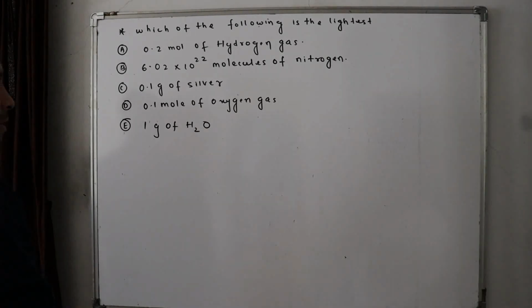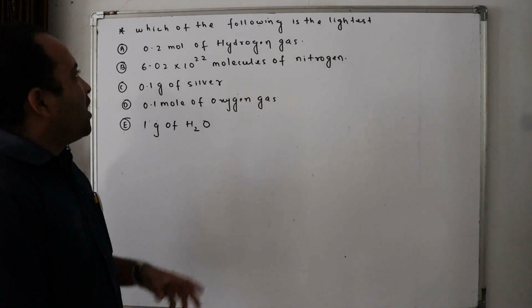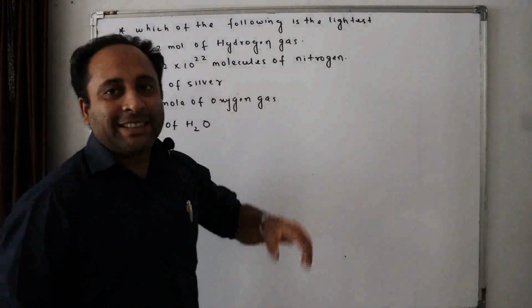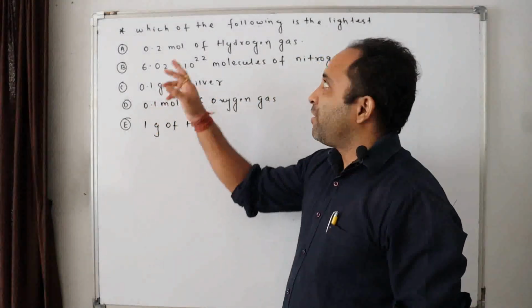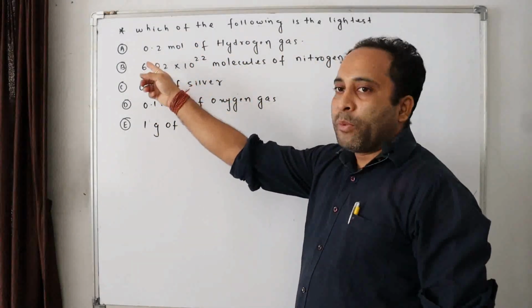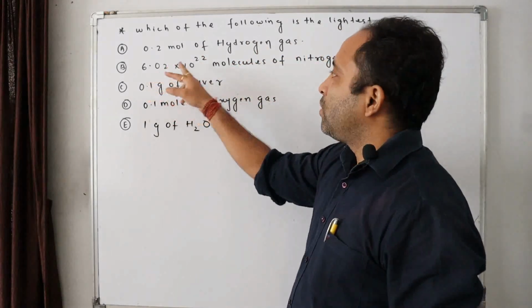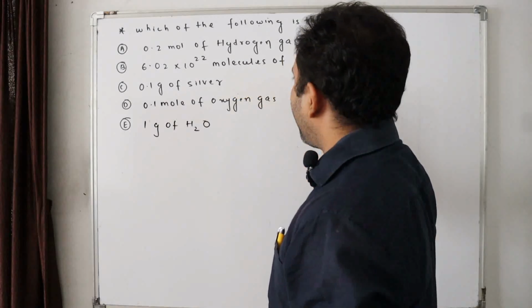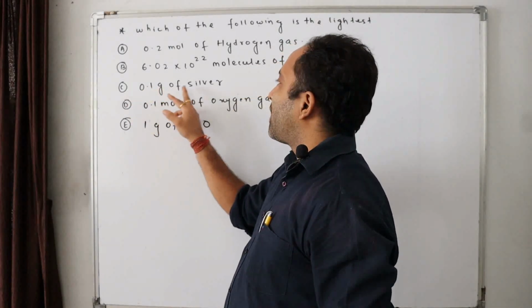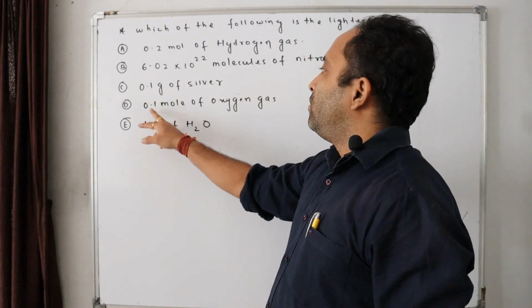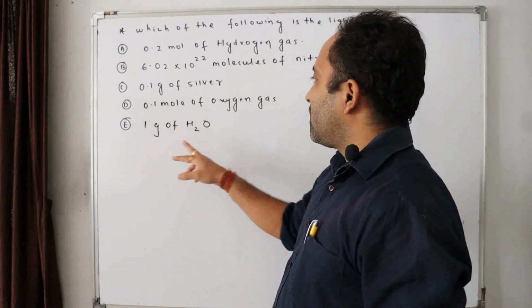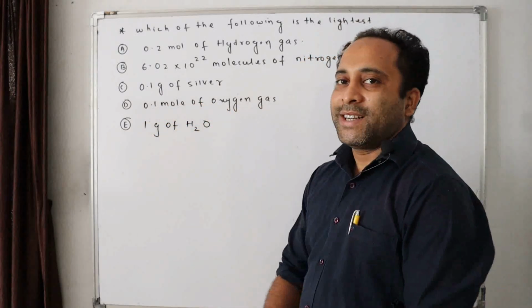Now here comes the next question. Which of the following is the lightest? 0.2 mole of hydrogen gas, 6.022 into 10 to the 22 molecules of nitrogen, 0.1 gram of silver, 0.1 mole of oxygen gas, and 1 gram of water.